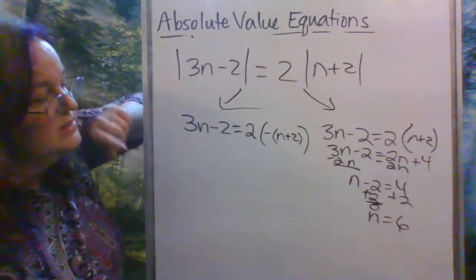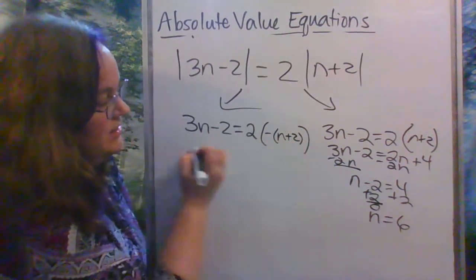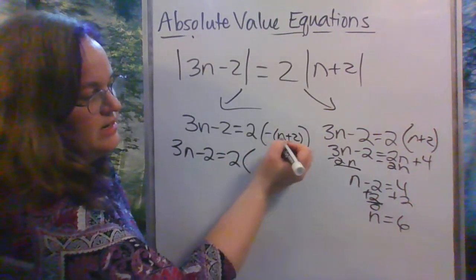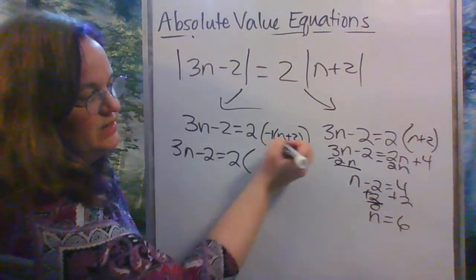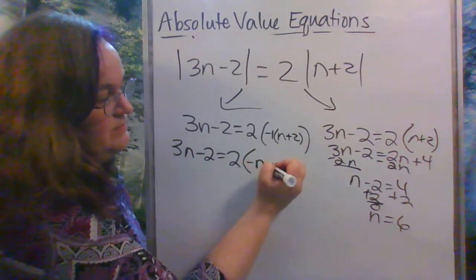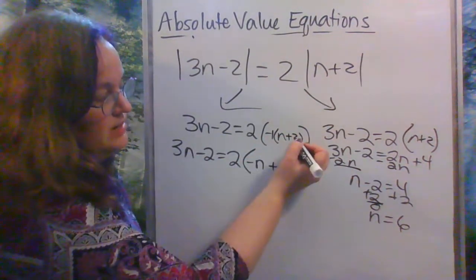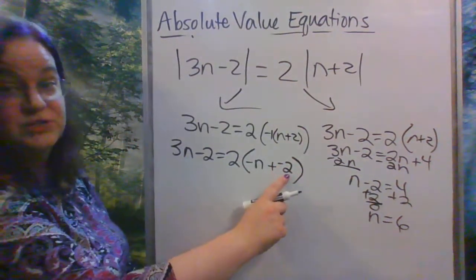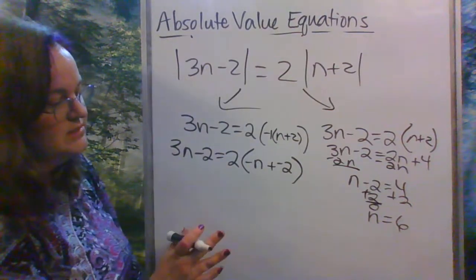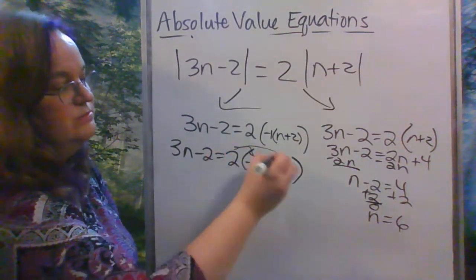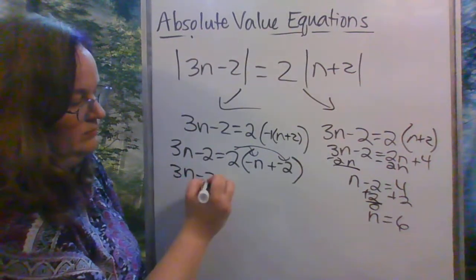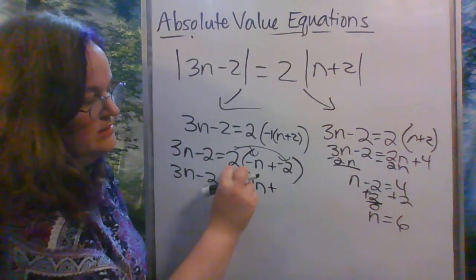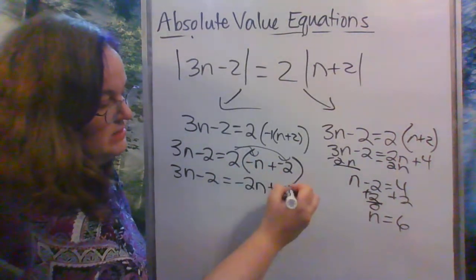So now I'm going to do the same thing over here. I'm going to start by distributing that negative. So I got 3n minus 2 equals 2 times negative. It's like a negative 1, so a negative 1 times n is negative n, plus negative 1 times positive 2 is like a negative 2. Okay. You could also write this as minus 2 instead of adding a negative 2. Either one's going to be equivalent. Now I'm going to distribute my 2. So 2 times negative n is negative 2n, plus 2 times negative 2 is going to be negative 4.